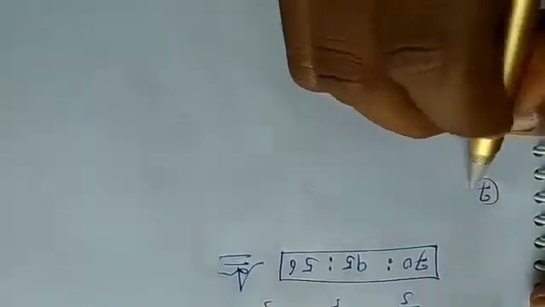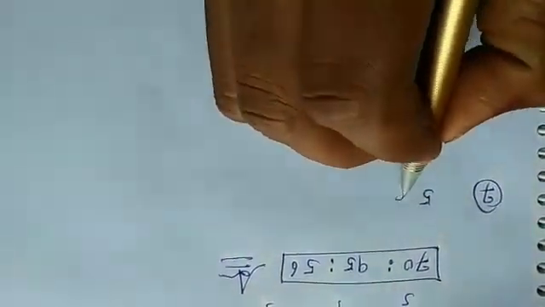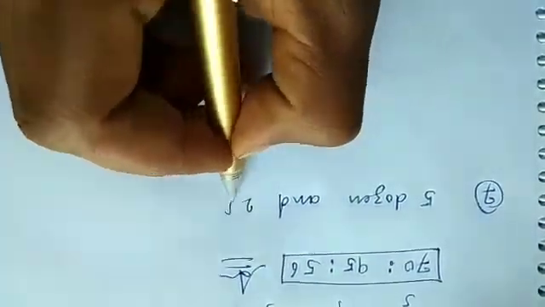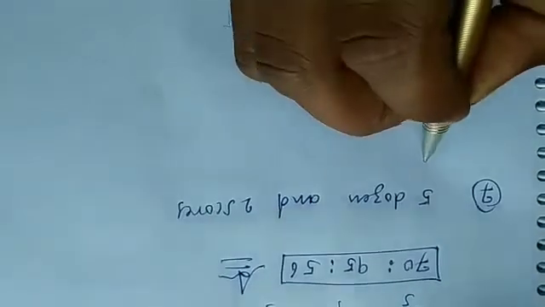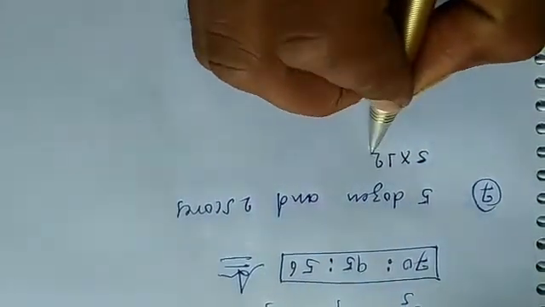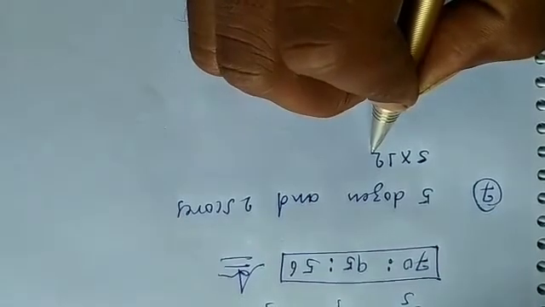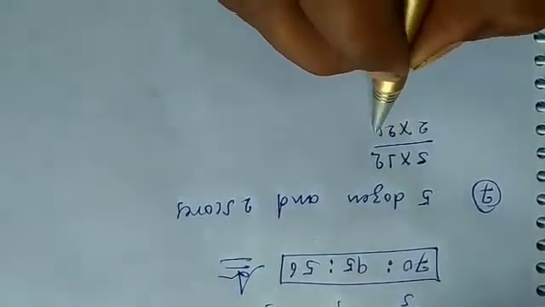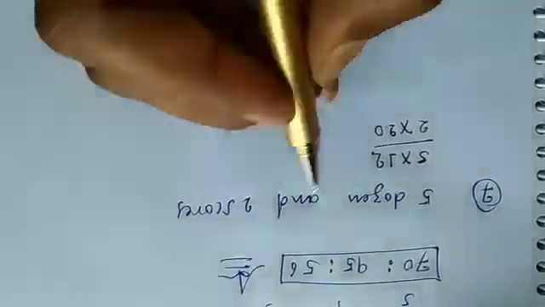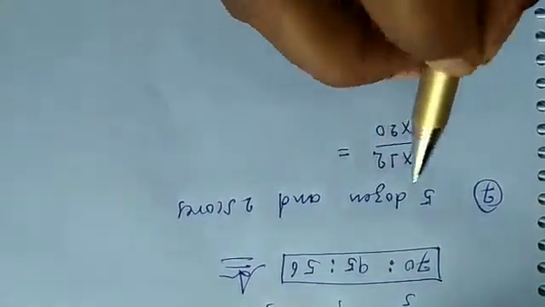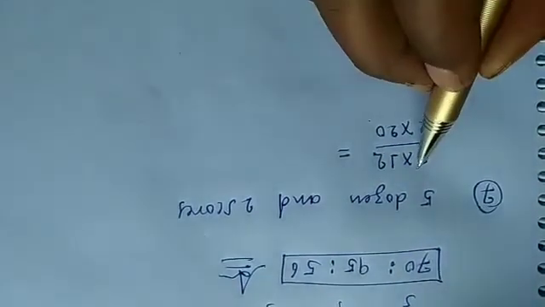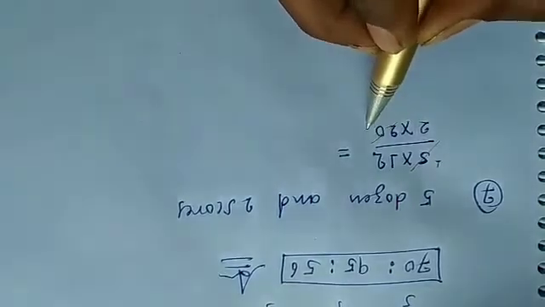Similarly, the seventh question is, we have to find out the ratio between 5 dozen and 2 scores. 5 dozen means 5 into 12, because 1 dozen consists of 12 items, upon 2 score means 2 into 20, because 1 score consists of 20. Simply you can cancel these numbers here. 5 4s are 20 and 4 3s are 12. 5 1s are 5 and 5 4s are 20.